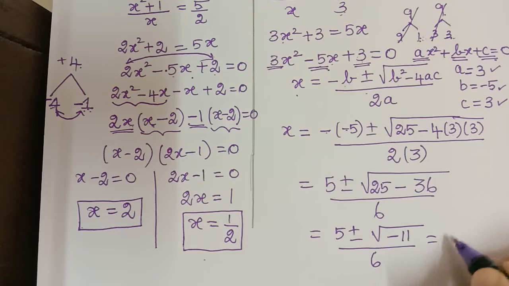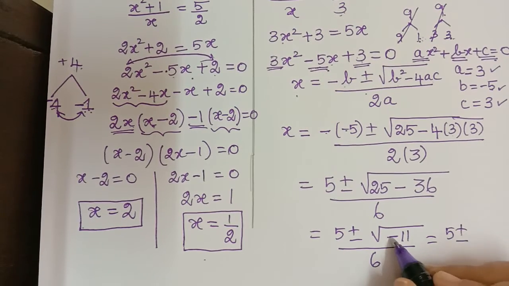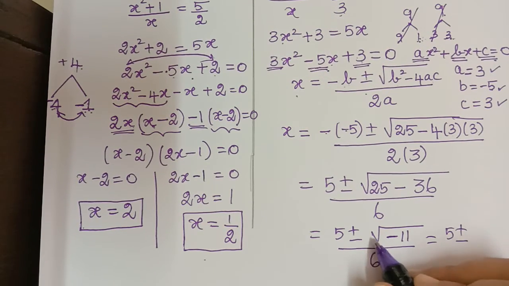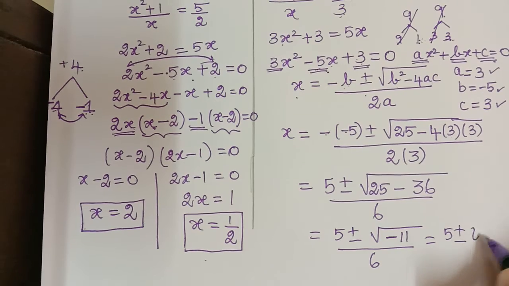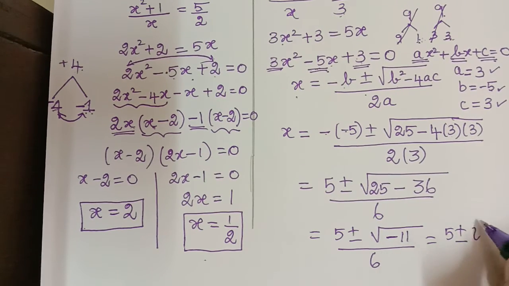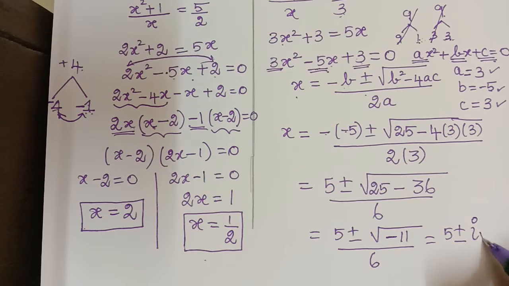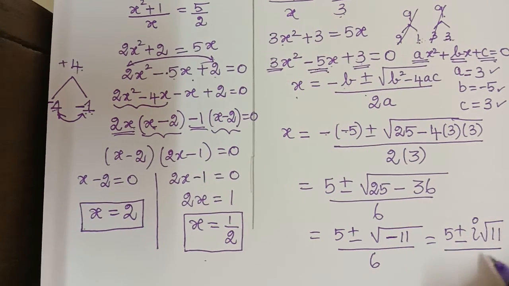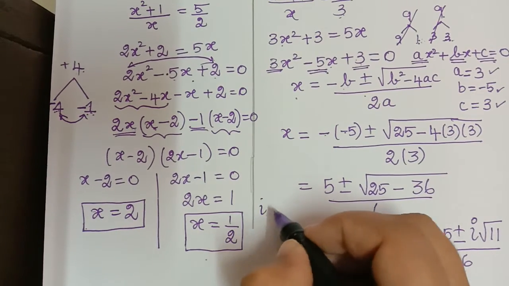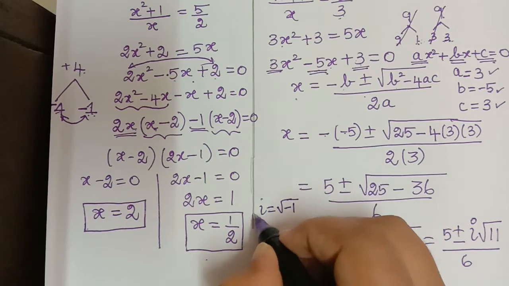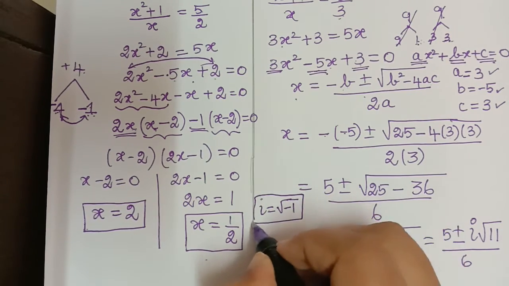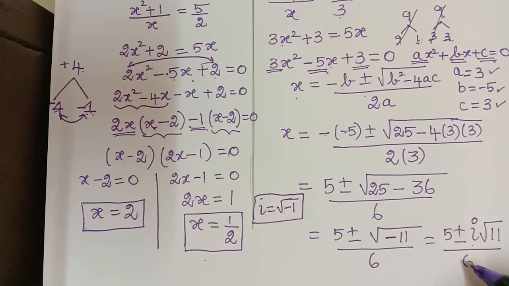So which will be equal to 5 plus or minus the square root of a negative number. Actually we know that the square root of negative 1 is i. So we can take that negative out of the square root by changing it as i, and so inside we will not have a negative sign now. So it will be root 11 divided by 6, because we know that the imaginary number i is equal to the square root of negative 1. So the square root of negative 1 has come out as i. Okay, so this is the other root.